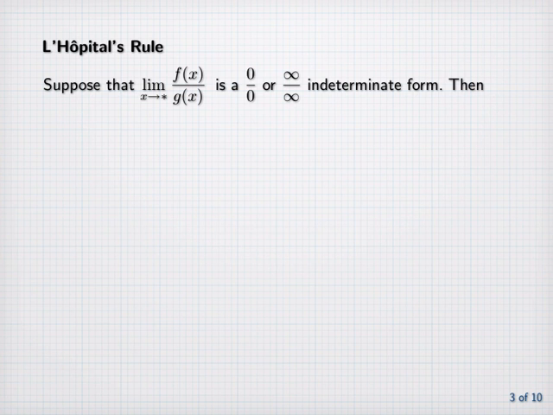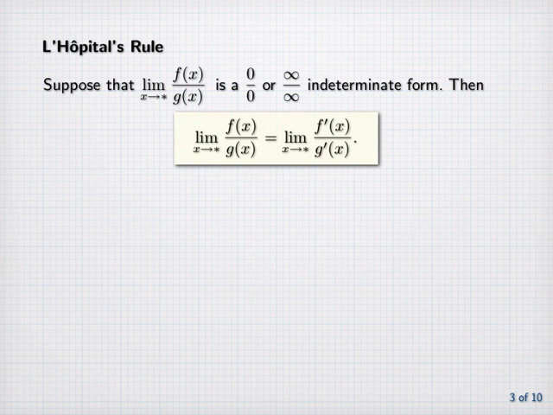Then, the limit of f of x divided by g of x is equal to the limit of the quotient of the derivatives f prime divided by g prime, provided, of course, this limit exists. Now let's look at an example of how we use this.